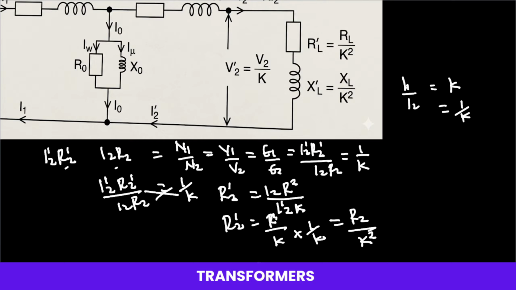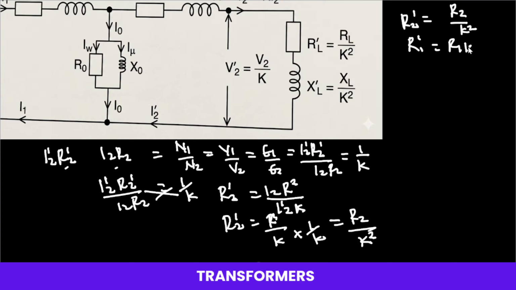Okay, so anytime we are doing any referral within the system, if we are referring the secondary into the primary, we just have to take the same R2 and divide by K squared. Similarly, if you are referring the primary to the secondary, which of course is the same as I1 prime, then it's going to give us R1 K squared. So this is different from what we derived earlier. Okay, so let's move on with it.